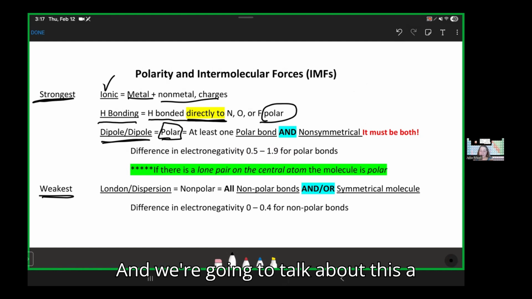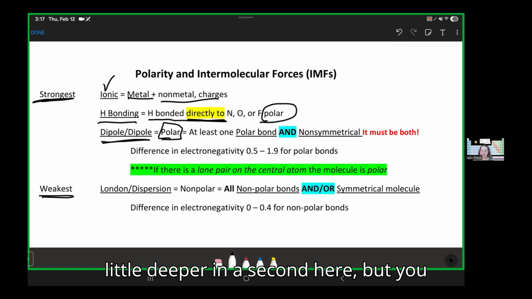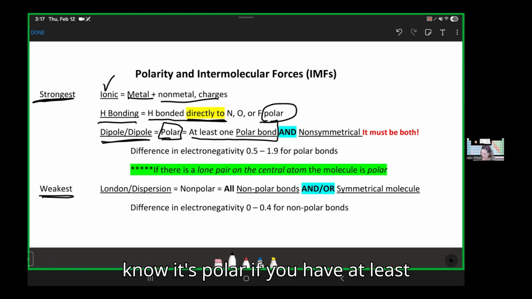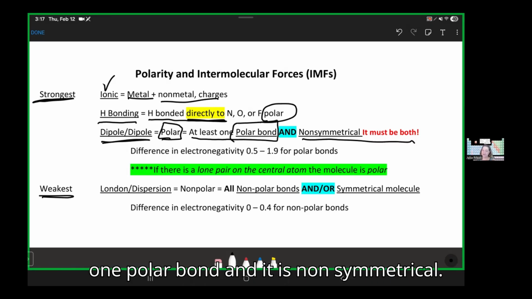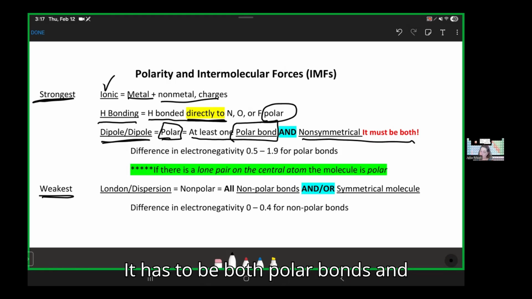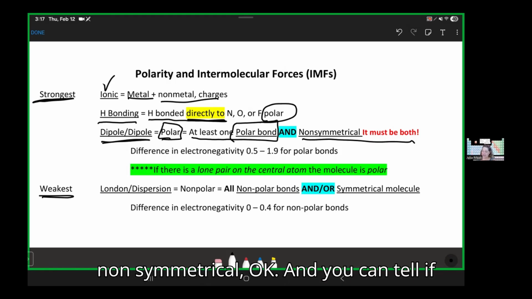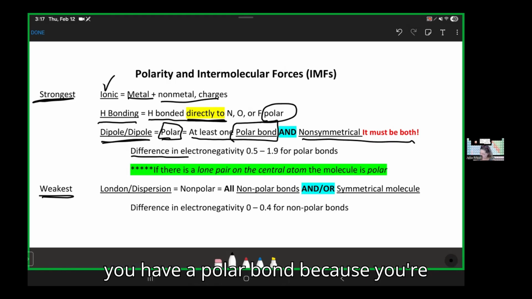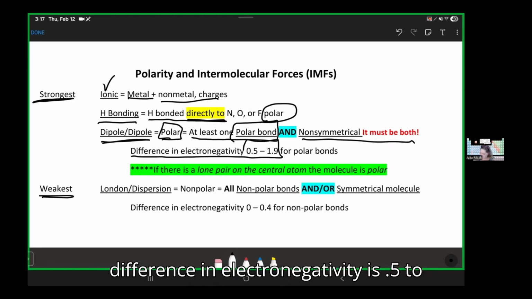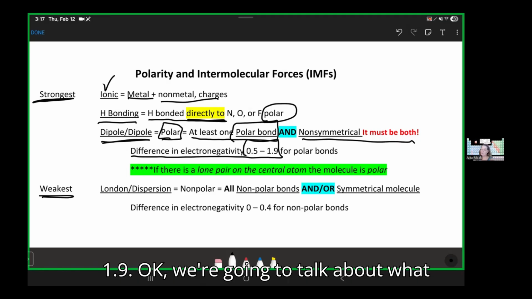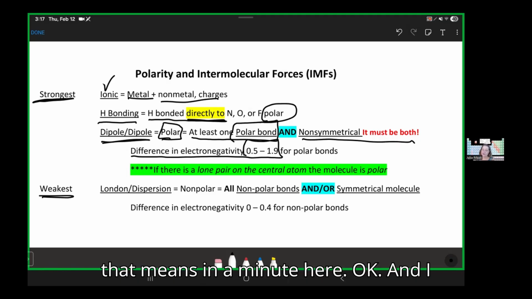Okay, and we're going to talk about this a little deeper in a second here, but you know it's polar if you have at least one polar bond and it is non-symmetrical. It has to be both polar bonds and non-symmetrical. Okay, and you can tell if you have a polar bond because your difference in electronegativity is 0.5 to 1.9. We're going to talk about what that means in a minute here.